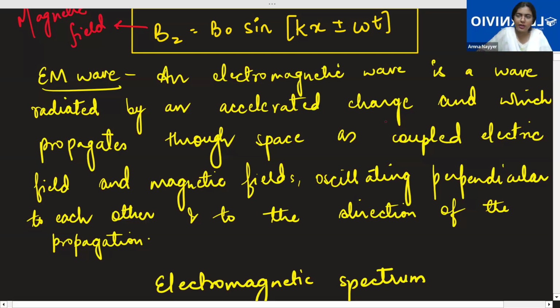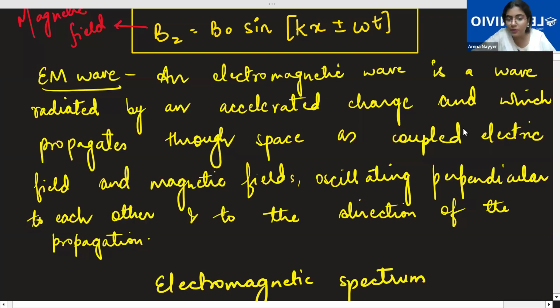You already know the basics. Just combine electric field and magnetic field in your mind, which propagates through space as coupled electric and magnetic fields, oscillating perpendicular to each other. Electric and magnetic fields are perpendicular to each other, as well as perpendicular to the direction of propagation.